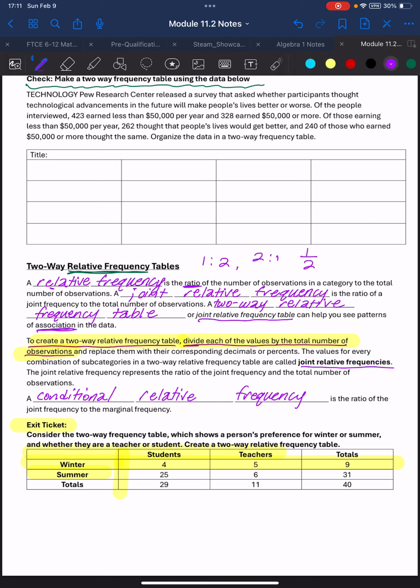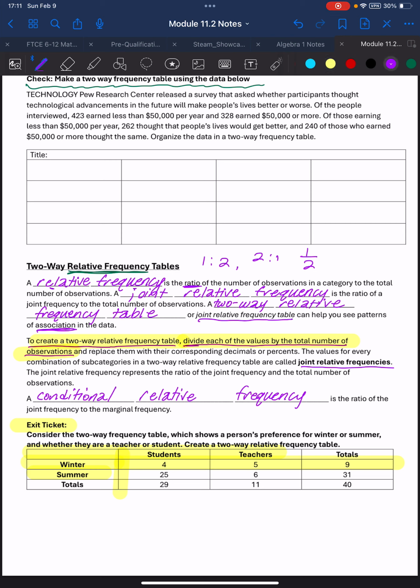Totals for all, right? Remember from our previous example, we were able to get our totals going from top to bottom or from left to right. 29 plus 11 is 40. 9 plus 31 is 40, okay? Two ways. So now we're going to take each of these values and divide it by our total number of observations, okay? So now we're going to have our same exact table.